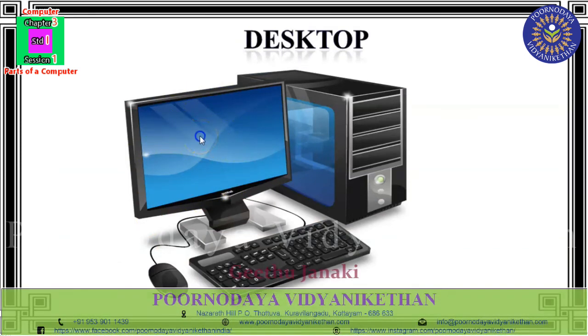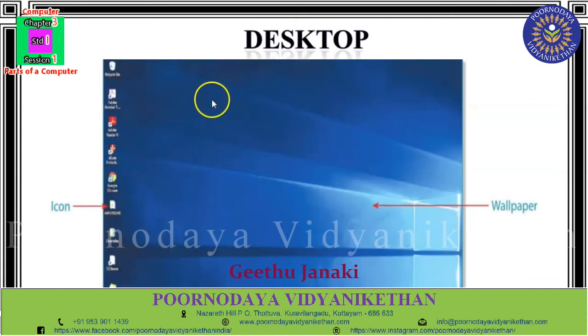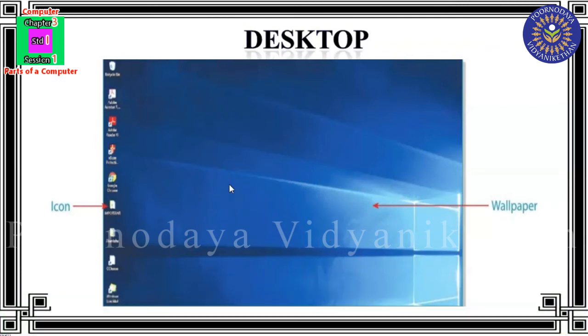Desktop background is known as wallpaper. This is wallpaper. The small pictures or symbols that appear on the screen are known as icons. These are the icons.